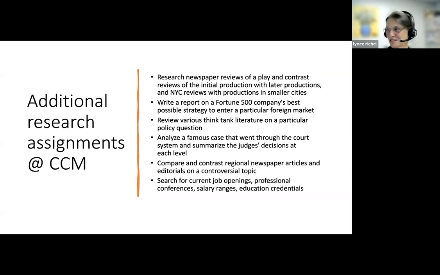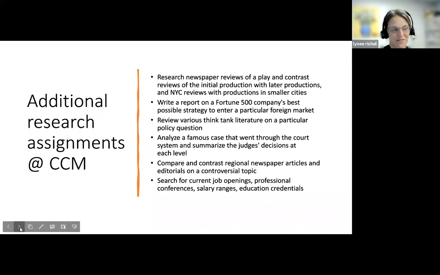Right now in criminal justice, students are analyzing a very famous Supreme Court case that went through the court system all the way up to the Supreme Court. And looking at controversial newspaper articles, comparing and contrasting editorials from different regions of the country or different regions of the world was something that was assigned by a now retired political science professor.